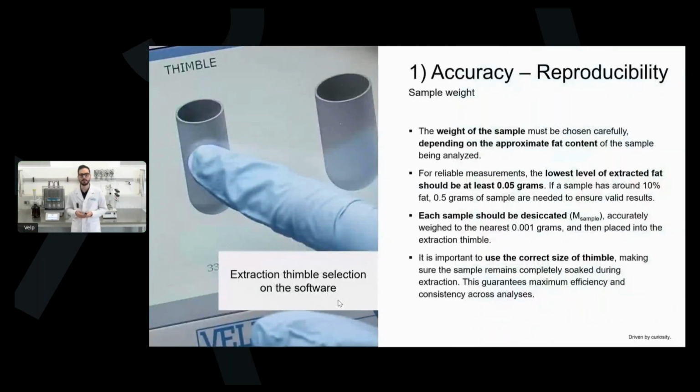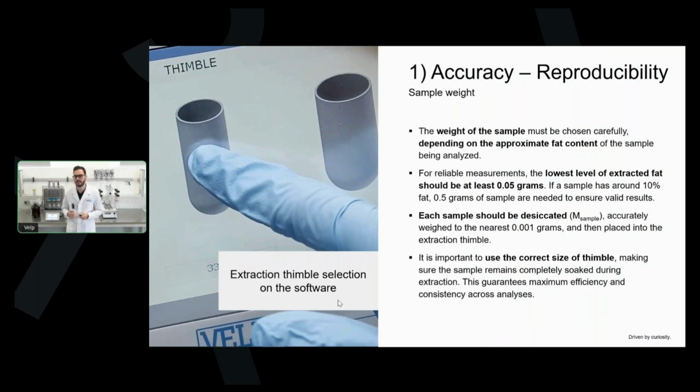Another important thing to take under control is the weight of the sample, because if we want to extract something from a sample, we have to weigh a representative aliquot, and also an aliquot that makes possible the weighing of the extracted matter from our sample. So it's really important to choose the correct weight of the sample before starting the measurement.